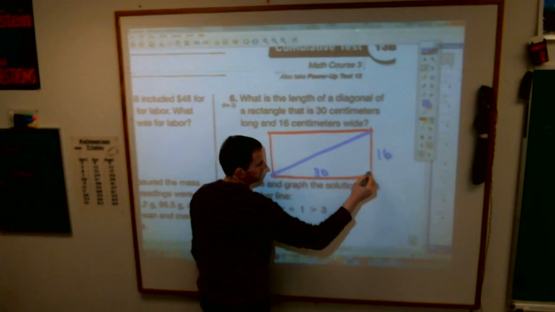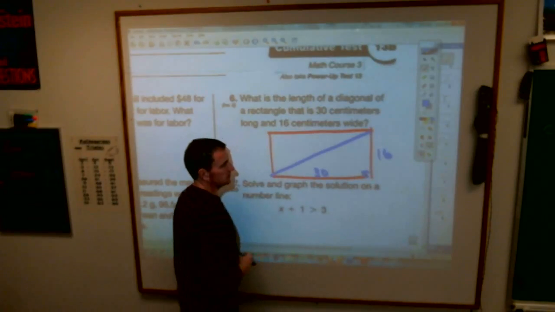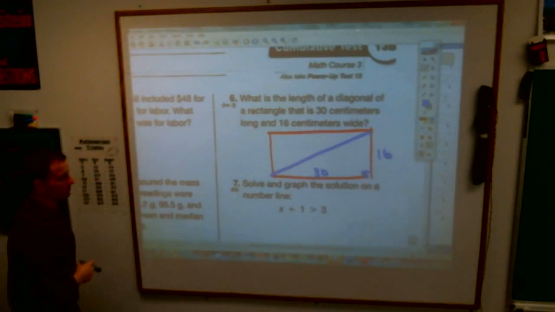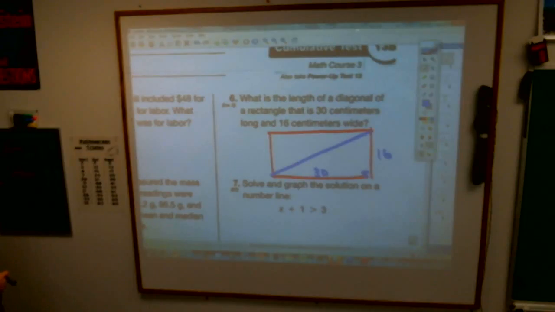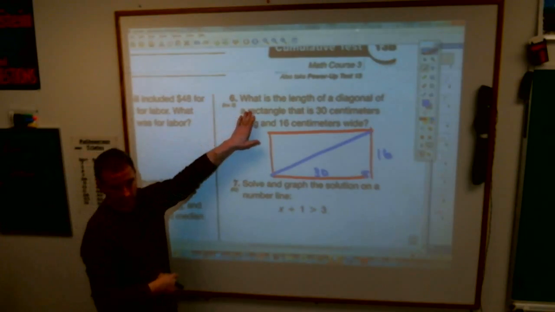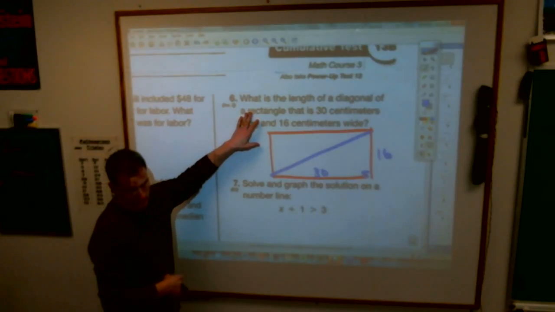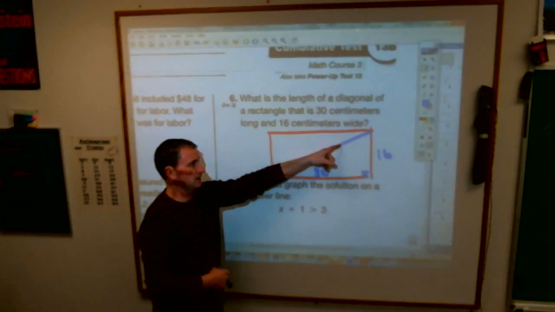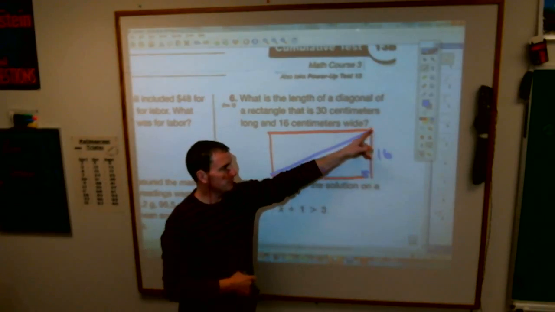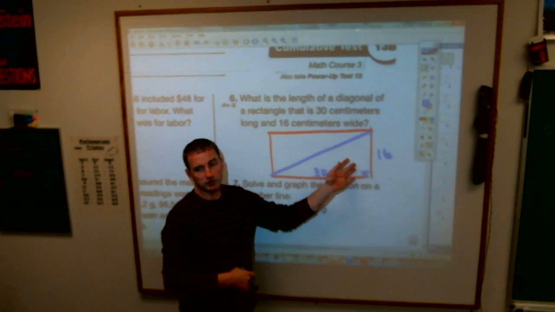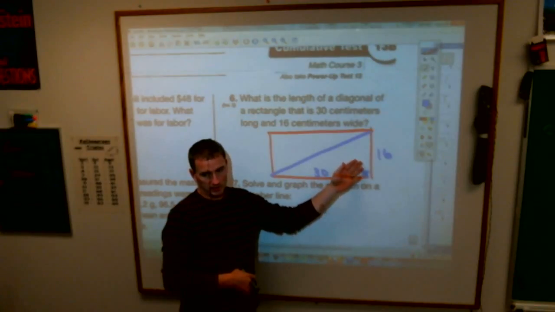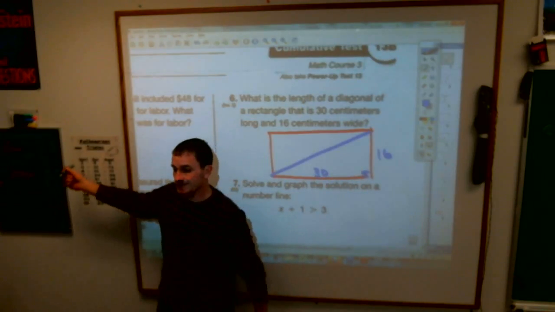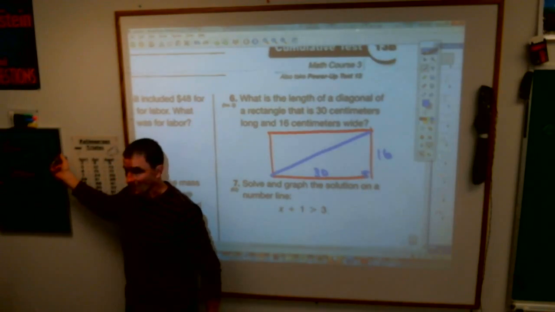Well, I think we talked about this. You have to think about that. The only way to find that out is hopefully that's a right triangle, which it is, because a rectangle is made up of all right angles. So you forget about this and make this a triangle, and you hope this is a Pythagorean triple. Otherwise, you have to use the Pythagorean theorem, which nobody wants to do. So you look over here. Is there a 16, 30? No.